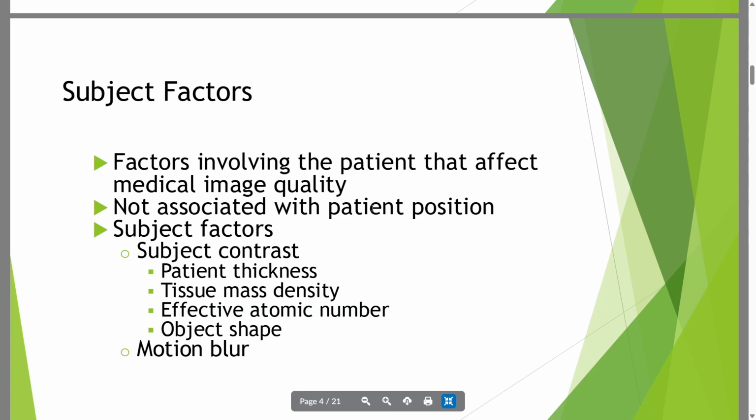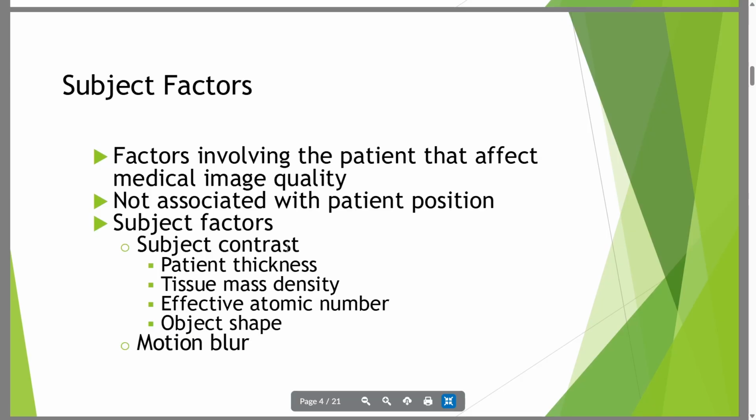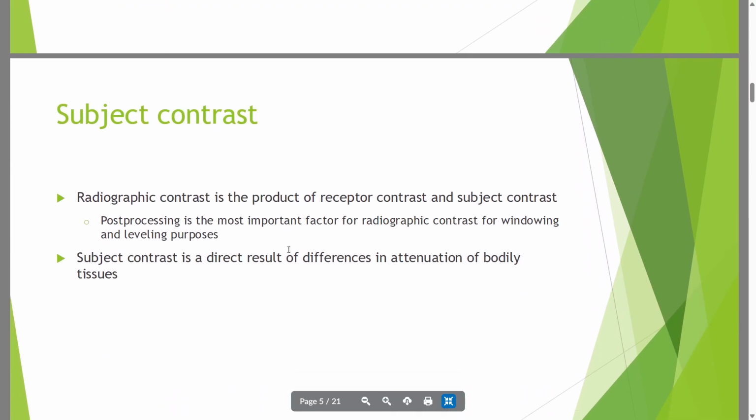So it's not necessarily associated with their position like something with geometric factors would affect. Say they're tilted or not completely perpendicular to the central ray or parallel to the IR, causing distortion, but rather associated with their body and their body parts.